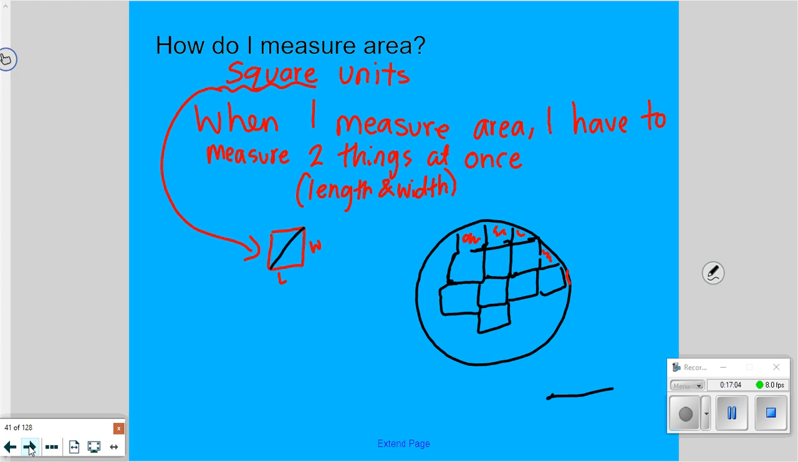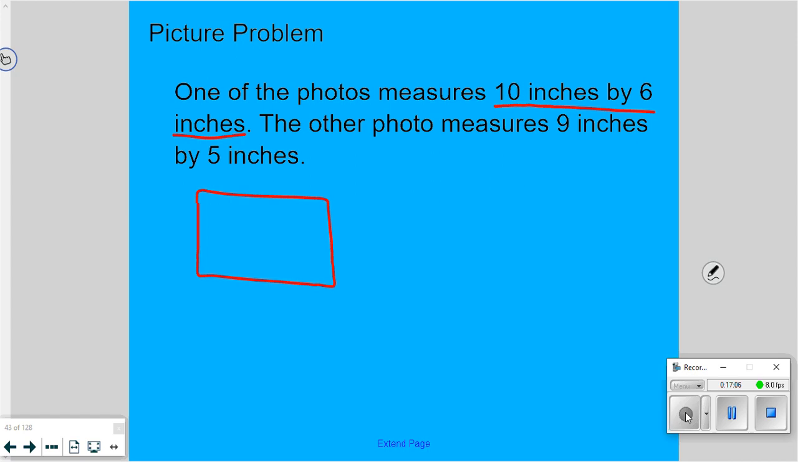John? I'm going to label my dimensions. One length is 10 inches long. So far, so good? What is the width of this picture? Or the other length of this picture? It's not a trick question. Zach? 6 inches. So far, so good? Happy with that?